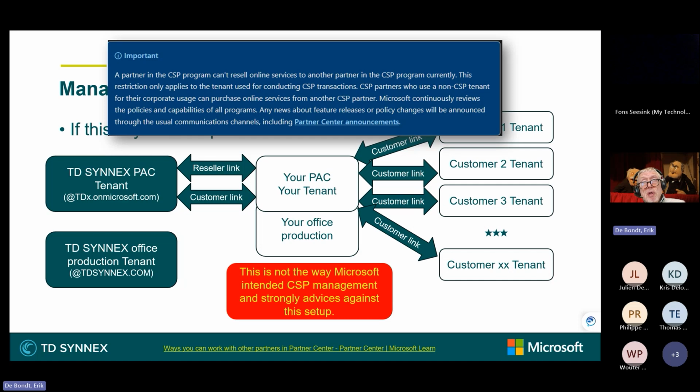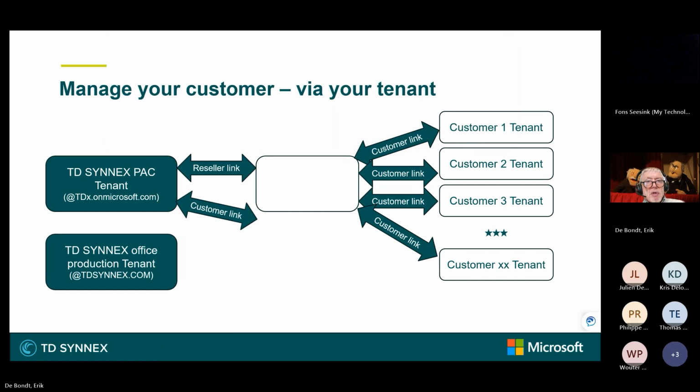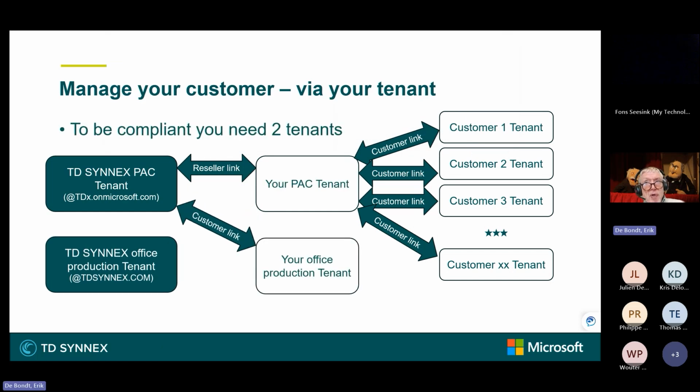Except if you use the benefits that you might have, because then you don't buy from a reseller, you buy directly from Microsoft. But if you buy your licenses, for instance, for yourselves via TD SYNNEX, you cannot use one tenant to do both your office environment and your CSP management. So basically, you will need to create a new tenant. You have one for your office environment and one for your CSP environment. That's the way we work at TD SYNNEX, basically.